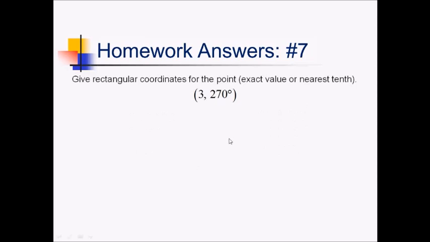On this problem, we're trying to get rectangular coordinates out of these polar coordinates. So we need an x and a y value.